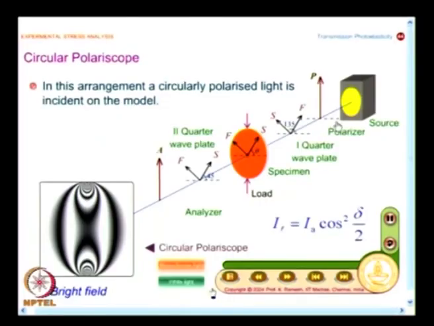Do it only by trigonometric resolution; it will run into several pages, and we will do the same thing with Jones calculus. You will find how elegant and simple it is. From now onwards we will use only Jones calculus for all our development, but please do the analysis by trigonometric resolution for a circular polariscope. I have a polarizer, the first quarter wave plate, the model, the second quarter wave plate, and the analyzer.